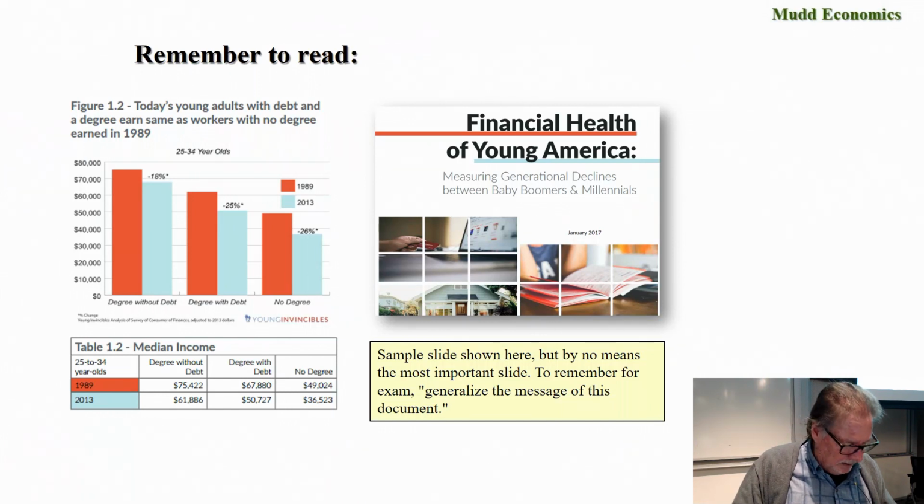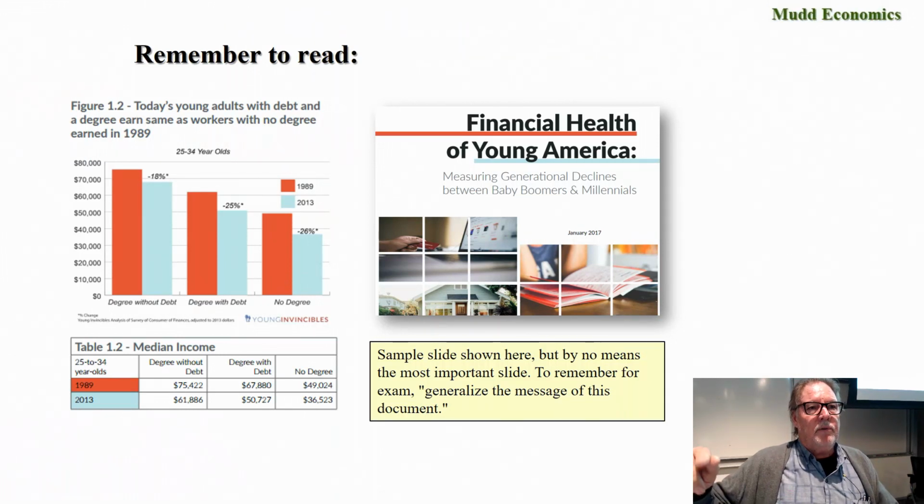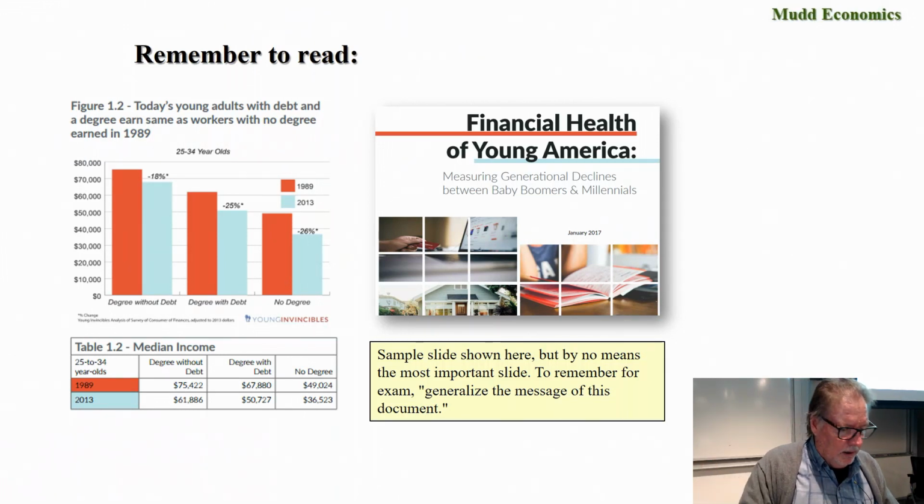Now let's see, the example I have down there is on median income, and so the early group with a degree without debt, 75,000 compared to 61,000. So there's no degree, 49,000 compared to 36,000. So that's an example. It's comparing people who are 25 to 34 years old in those two years, and it's adjusted for inflation.